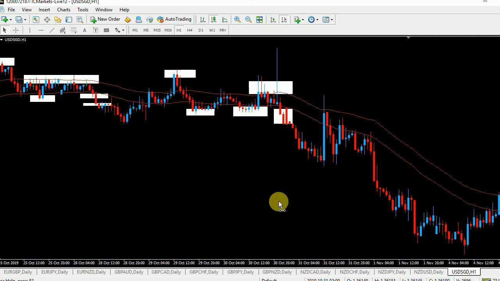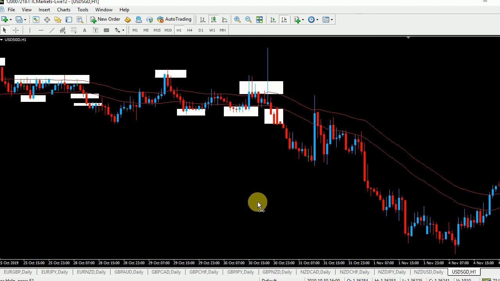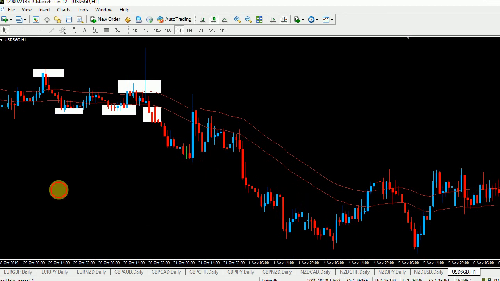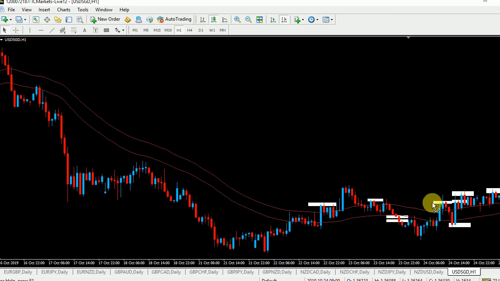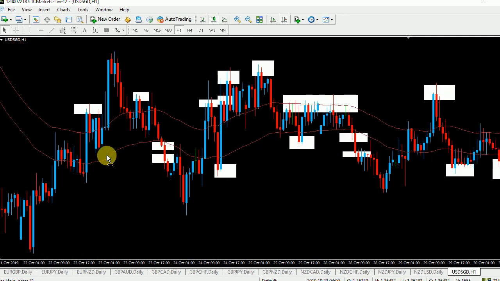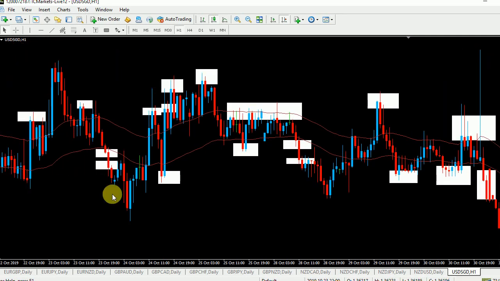In a trending market, it works very well like this. Also like this, it works well on a trending market, and it works good on a choppy or flat market also. This is all about my strategy.